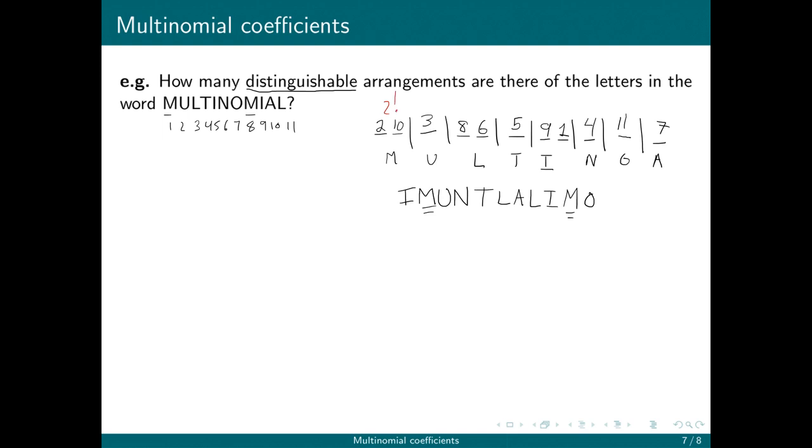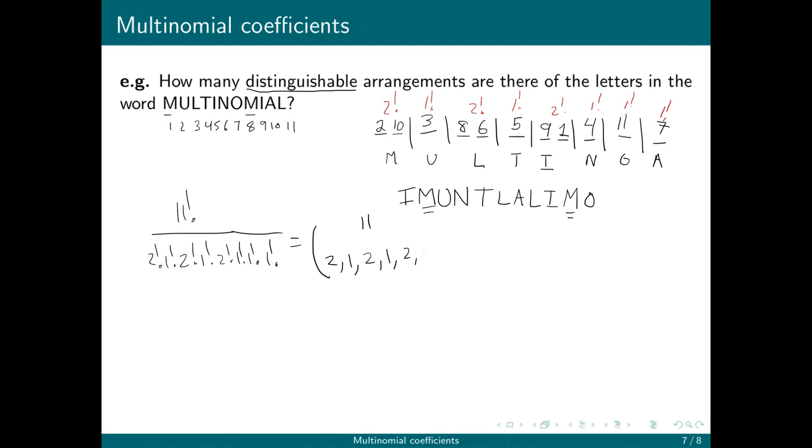So there's two factorial ways to arrange those. There's one factorial way to arrange the U, two factorial ways to arrange the L's, one factorial, two factorial, one factorial, one factorial, one factorial. And altogether, there's 11 factorial ways to arrange all of my blanks. So the total is 11 factorial divided by 2 factorial, 1 factorial, 2 factorial, 1 factorial, 2 factorial, 1 factorial, 1 factorial, 1 factorial, which is the multinomial coefficient 11 choose 2, 1, 2, 1, 2, 1, 1, 1.